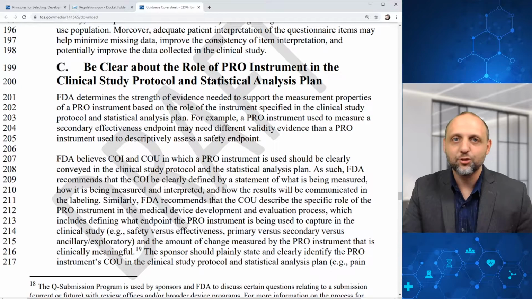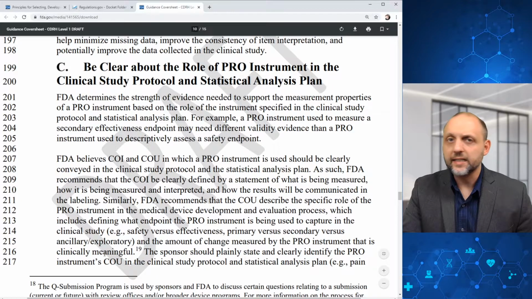It's a bit of alphabet soup here, so hopefully you followed all those acronyms. As such, FDA recommends that the COI be clearly defined by a statement of what is being measured, how it is being measured and interpreted, and how the results will be communicated in the labeling. Similarly, FDA recommends that the COU describe the specific role of the PRO instrument in the medical device development and evaluation process, which includes defining what endpoint the PRO instrument is being used to capture in the clinical study, and the amount of change measured by the PRO instrument that is clinically meaningful.